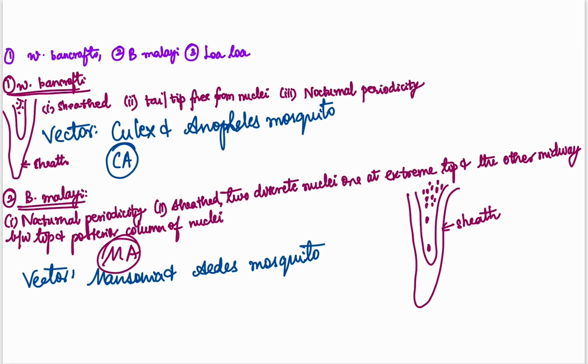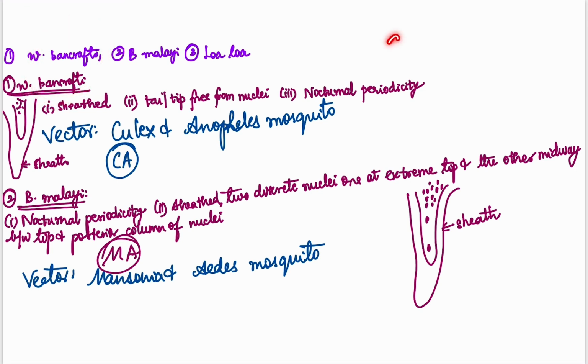In the case of Brugia malayi, it again has a nocturnal periodicity and it is sheathed, and it has two discrete nuclei. One is at the extreme tip and the other is midway between the tip and the posterior column. And the vector for Brugia malayi is MA, which is Mansonia and Aedes mosquito. Remember malayi, Mansonia, Aedes mosquito.